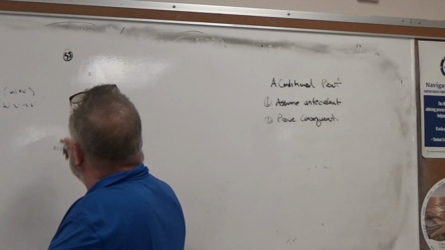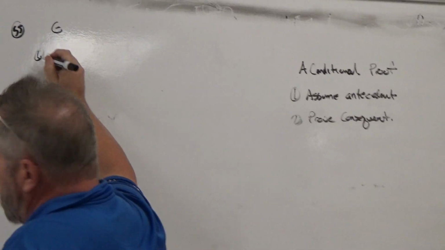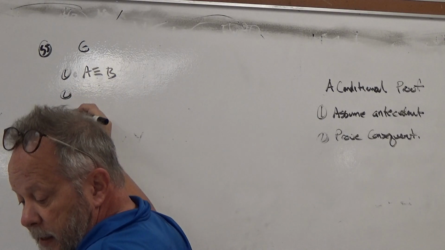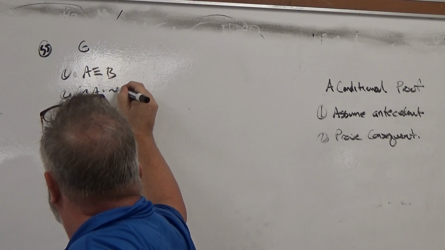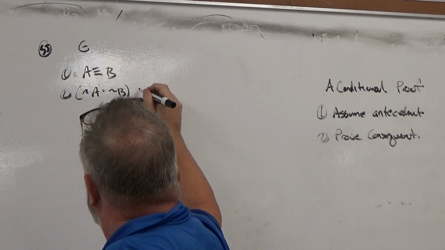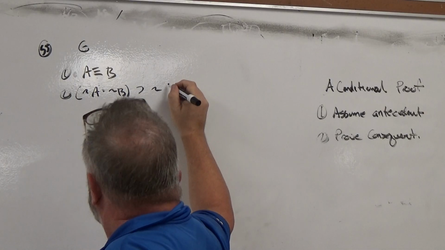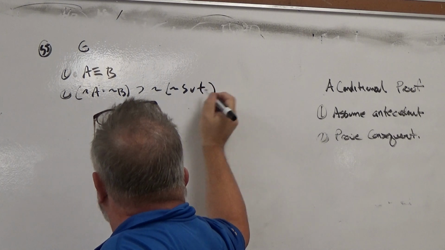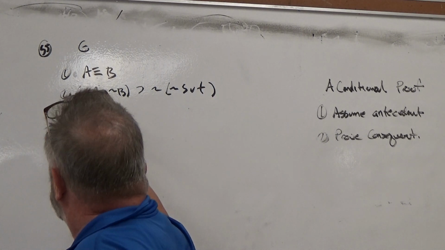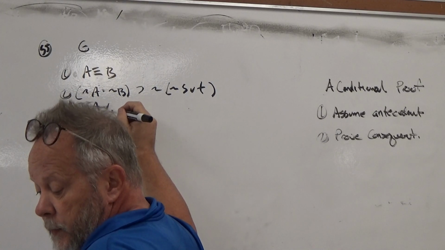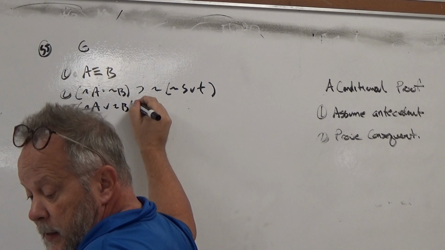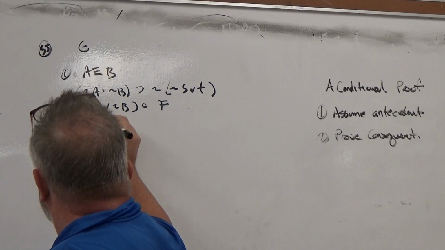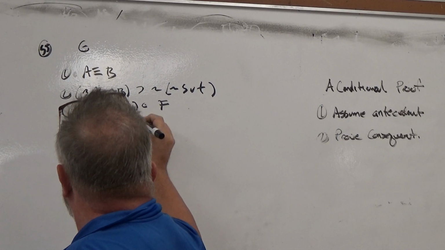Prove G. So we have to get to G, and I have A if and only if B. I have not A and not B, then not S or T, and then I have not A or not B and F, and 4 is S then F then G.